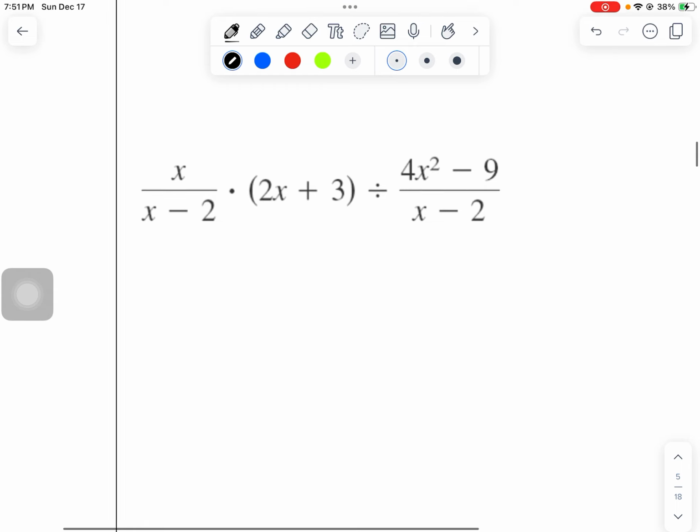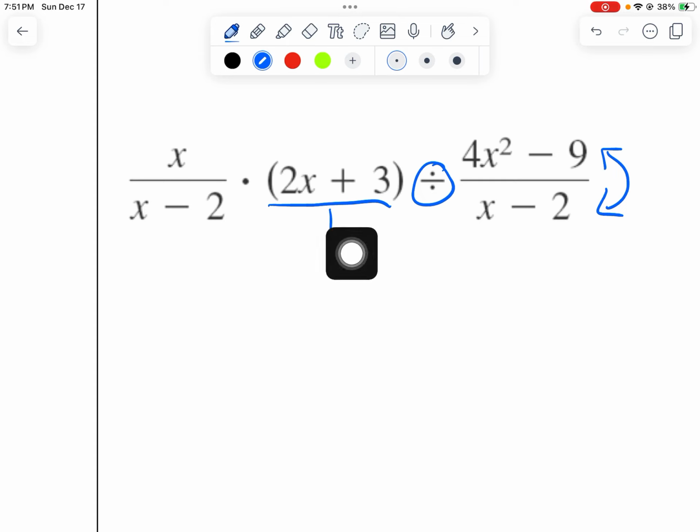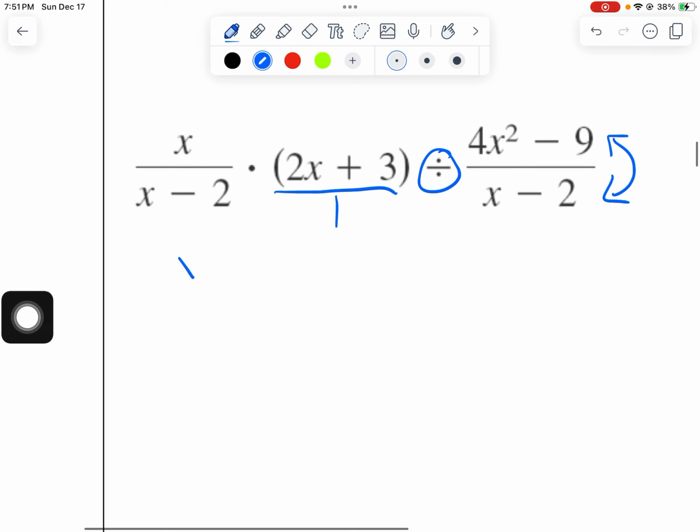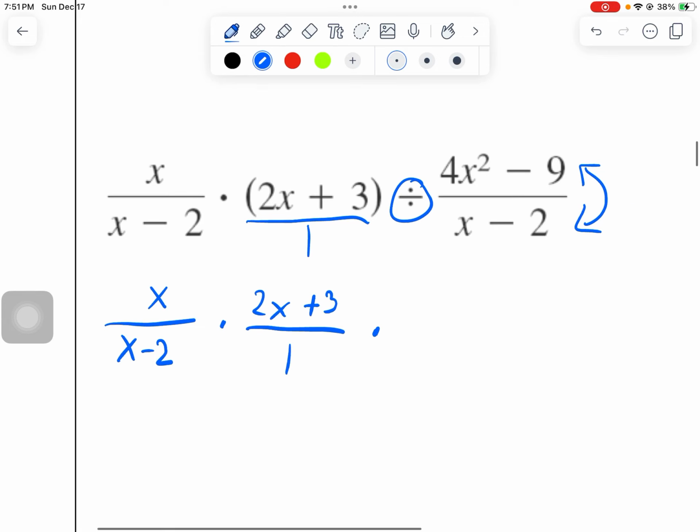All right, and our last problem here. I always want to throw a 1 underneath anything that's not a fraction. And then take note, we have a division sign, so we got to remember to flip just the last part. It's always the term after the division sign. So let's keep everything else the same. We'd have x over x minus 2 times 2x plus 3 over 1 times the top part x minus 2. We can't take anything out of that. I'm going to put all of these in parentheses.